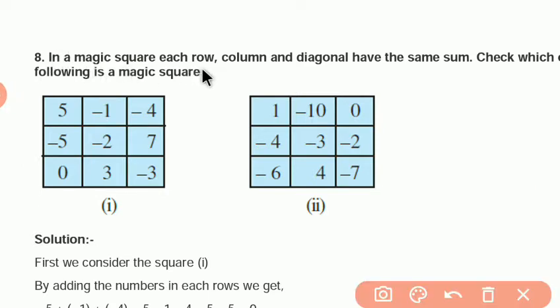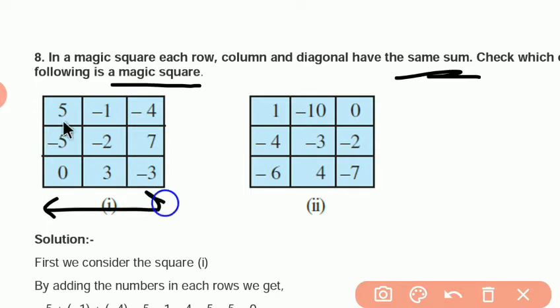In a magic square, each row, column and diagonal have the same sum. Check which of the following is a magic square. So let us see what a magic square is. Magic square means if the sum of rows, the sum of columns and diagonals are equal, then we can say that it is a magic square, otherwise not.